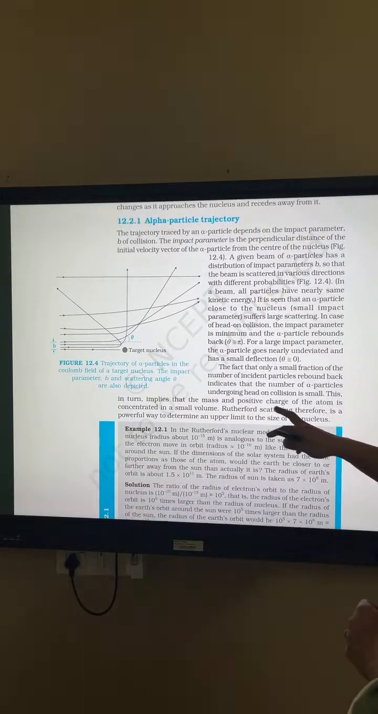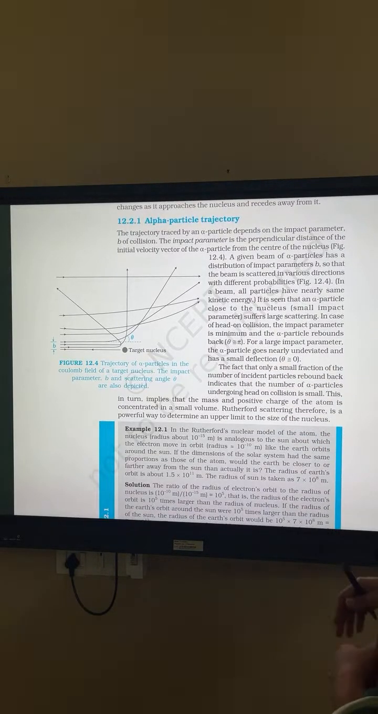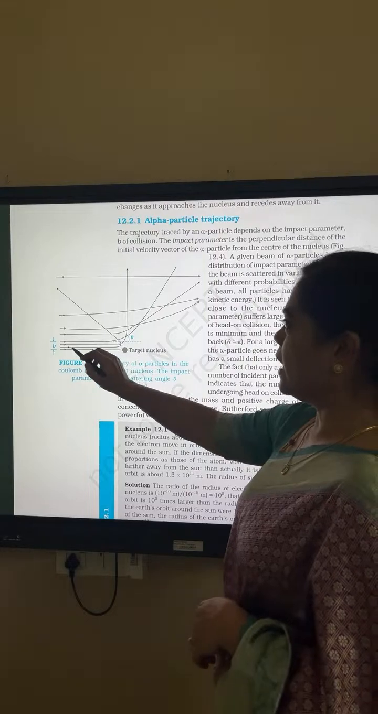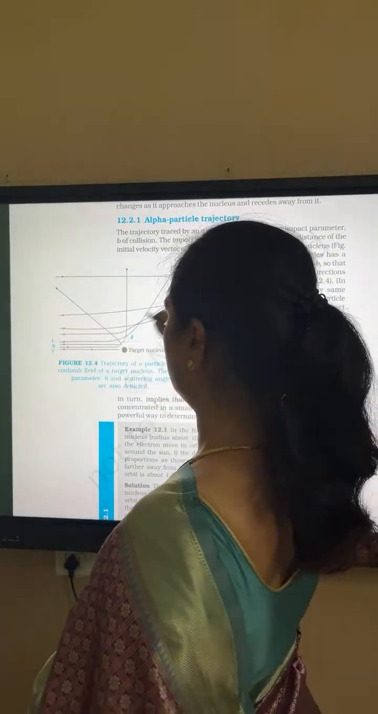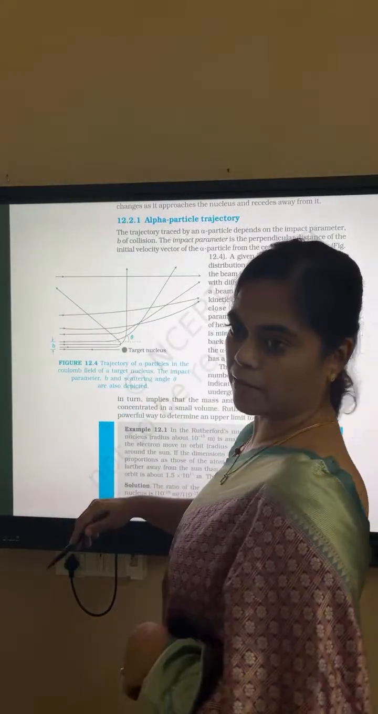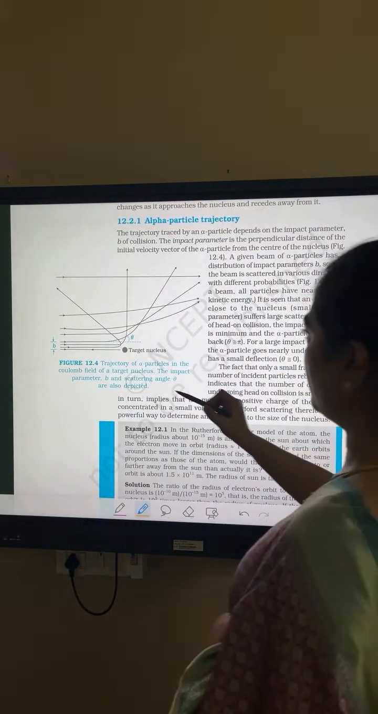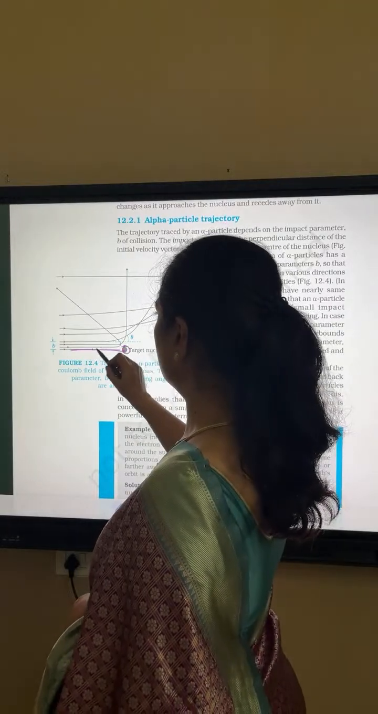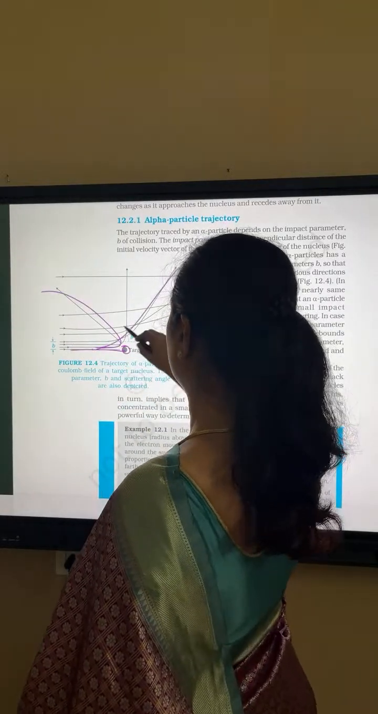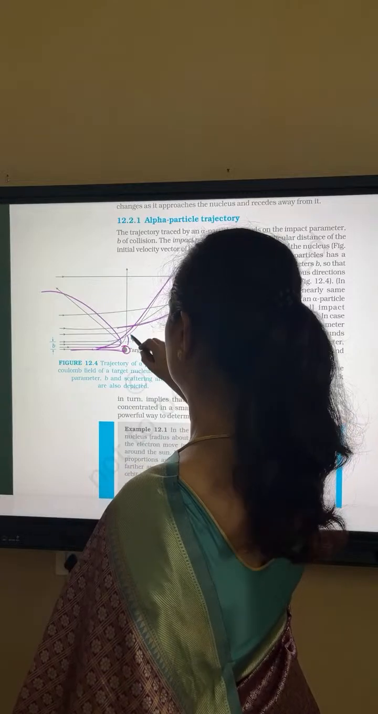So the alpha particle trajectory is shown here. This is the targeted nucleus. Alpha particles are coming and then deflected, like scattered. See this picture, it shows clearly what is happening. It's deflected through an angle, theta.